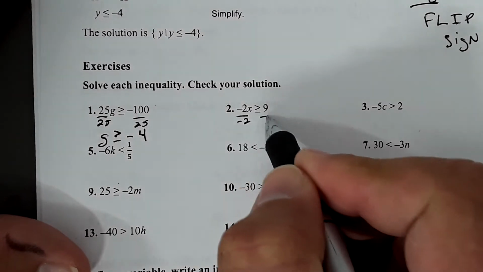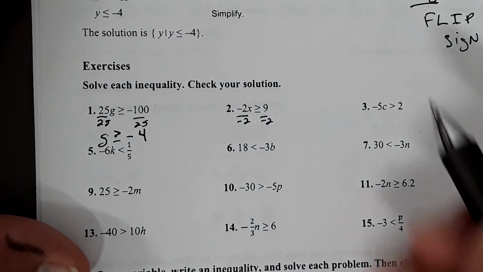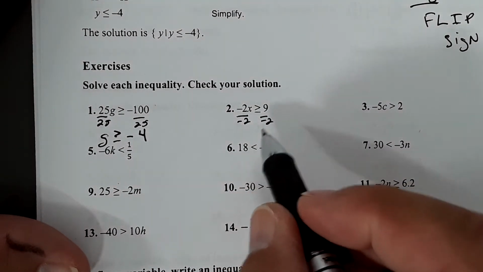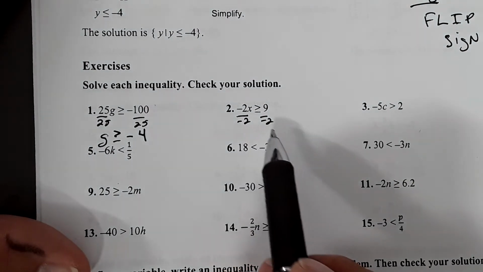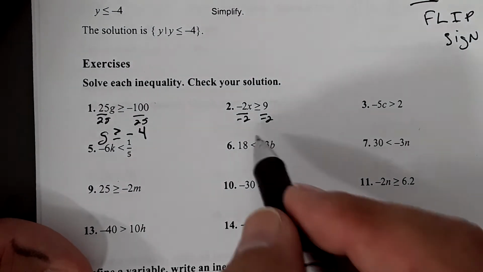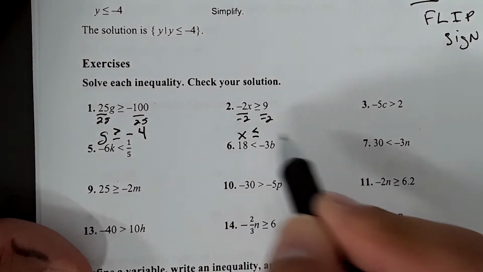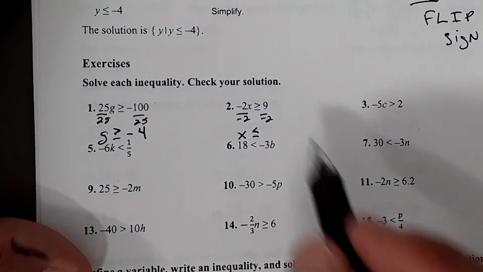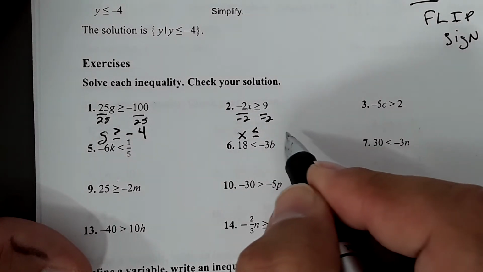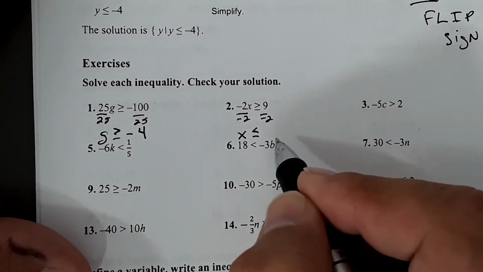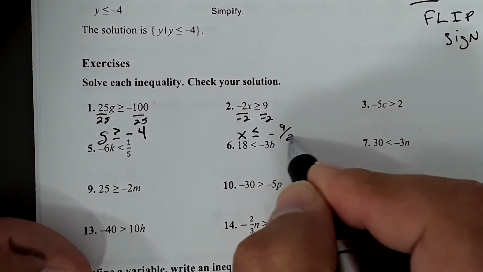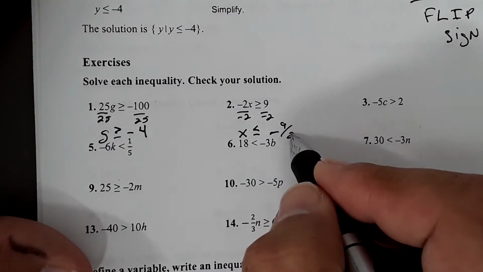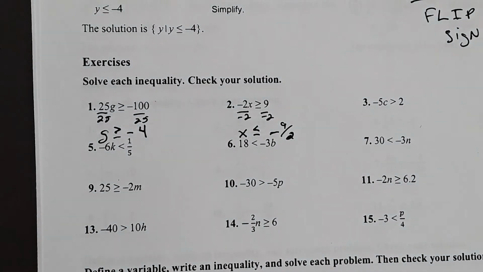Here, I would divide by negative 2. Now I'm taking the step, I'm dividing both sides by a negative number, so in this case, I would flip the inequality sign. And 9 divided by negative 2, if you put it in the calculator, it's negative 4.5, but I could just leave it as a decimal. I don't have to graph it, so I can just leave it as a fraction.